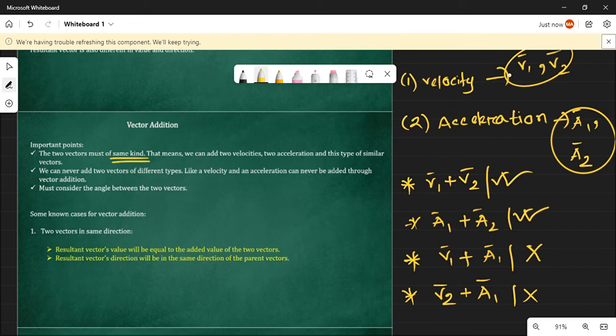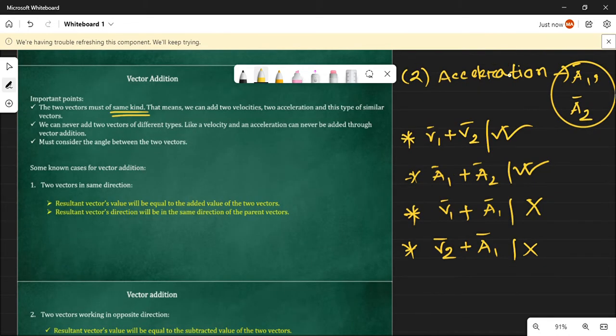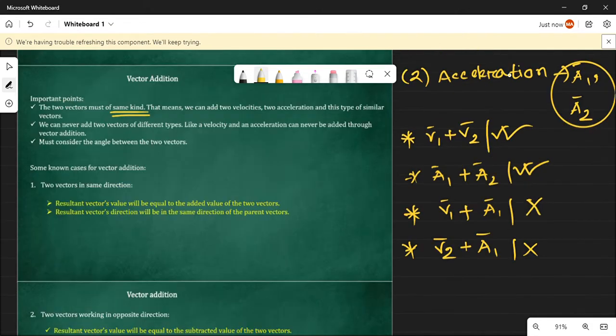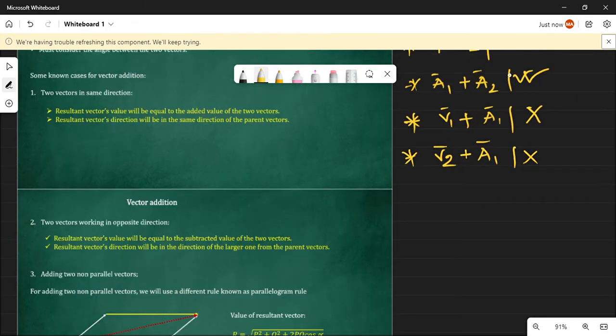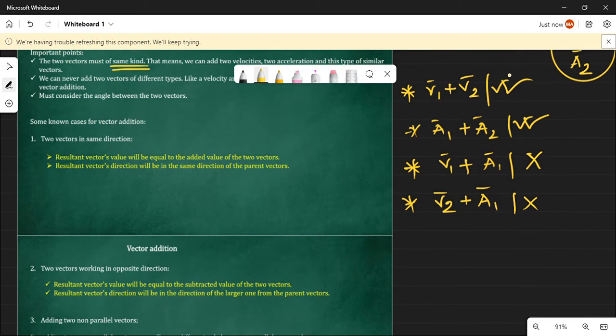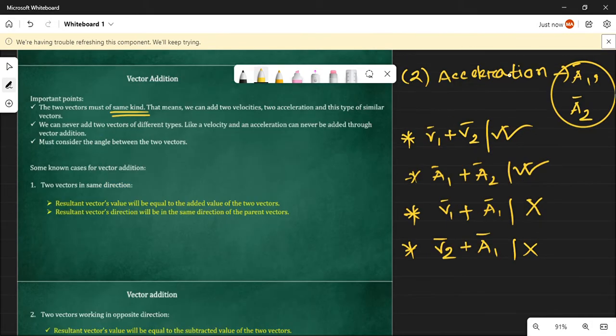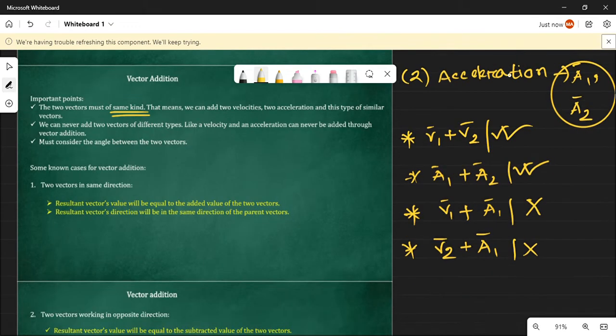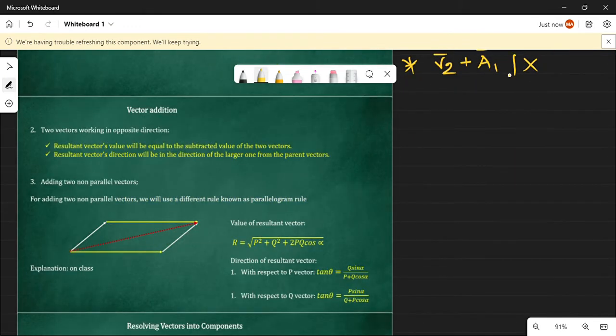We must consider the angle between the two vectors. That's the main point. Now, some known cases for vector addition. First, two vectors in the same direction. We have two vectors like this.